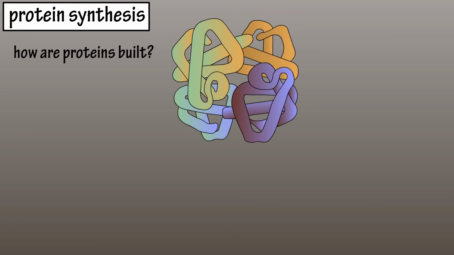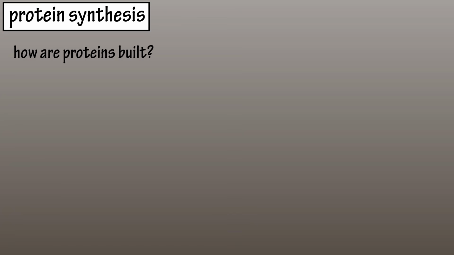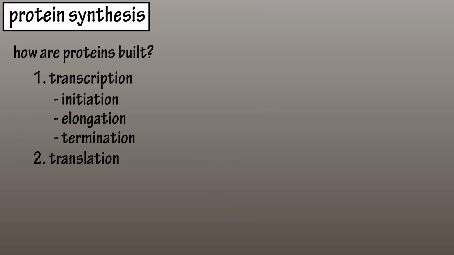Protein synthesis. So how are proteins built? In this video, we're going to go through a very basic look at how this happens. There are two major events that happen during protein synthesis: transcription and translation. Transcription has three phases: initiation, elongation, and termination.